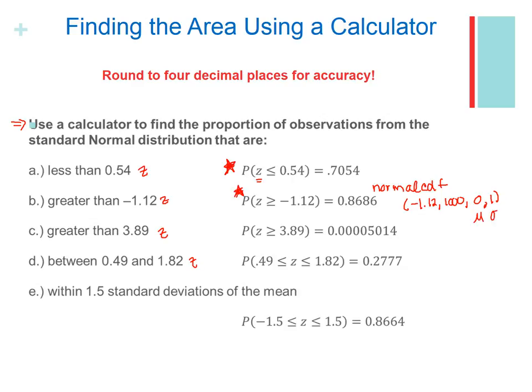Okay, and then for this last one, D, your lower bound would have been 0.49 and your upper bound would have been 1.82. Okay, within 1.5 standard deviations of the mean, if you're ever not sure, I always draw the curve. So that means negative 1.5 standard deviations and positive 1.5 standard deviations. Your lower bound would have been negative 1.5, and that gives you the area under the curve at that specific point.